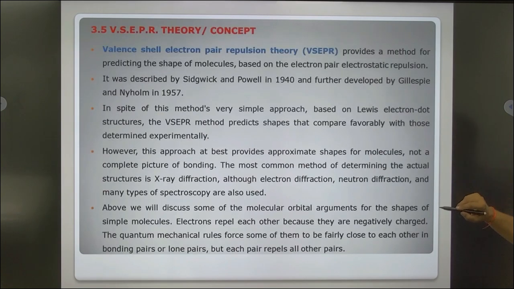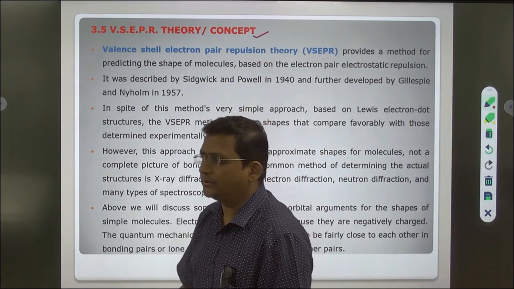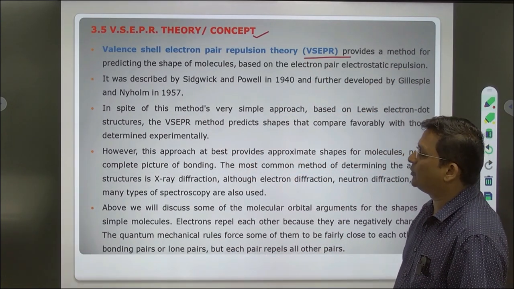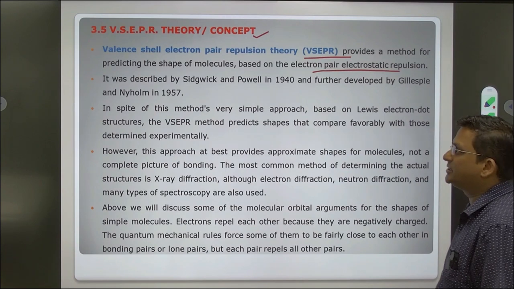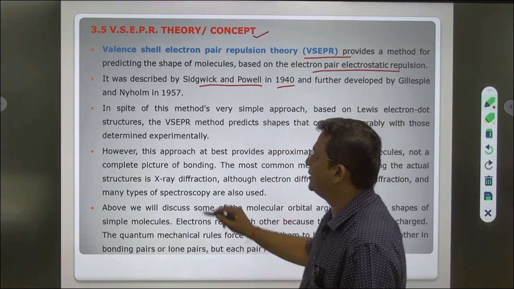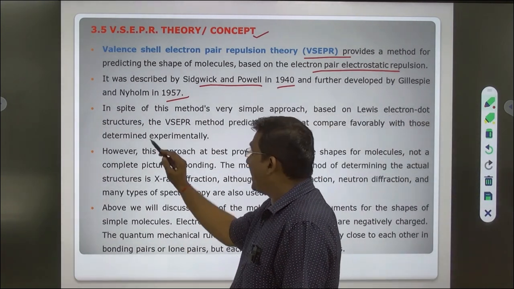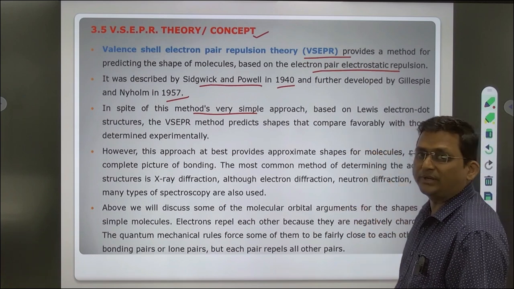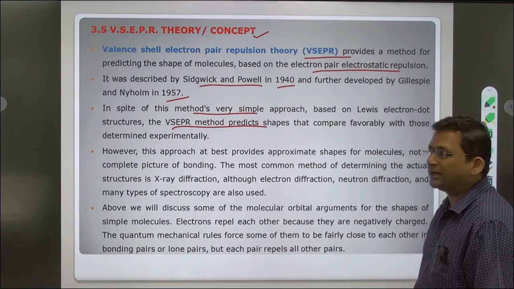And after this, VSEPR theory and concept. Valence shell electron pair repulsion theory provides a method for predicting the shape of molecules based on electron pair electrostatic repulsions. It was described by Sidgwick and Powell in 1940 and further developed by Gillespie and Nyholm in 1957. In spite of the method being a very simple approach based on the Lewis electron dot structure, the VSEPR method predicts shapes that compare favorably with those determined experimentally.